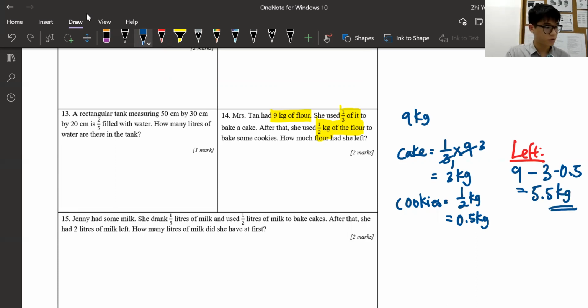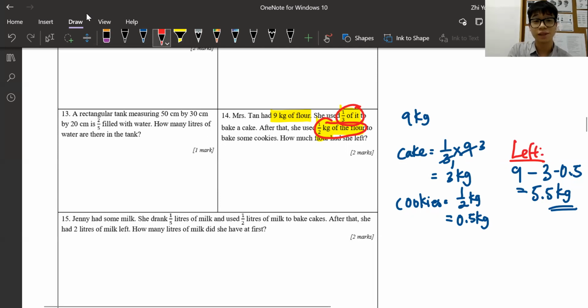And that's the answer. Hey, you might say, hey, Mr. Law, this is so easy. Why are you still asking me to do this? Huh? So easy. Okay, the reason I bring up this question actually is because I want you to differentiate two things here. When the question says 1/3 of it and half kg of the flour, there's a huge difference between these two.